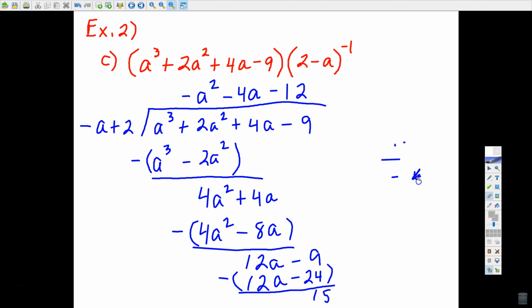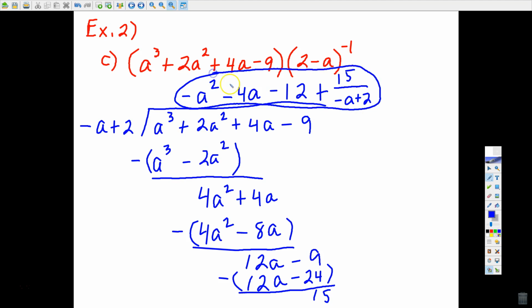So the way we write remainders with polynomial division, it'll be like this. We'll say plus, and then we're going to put the remainder, which in this case is 15, over this divisor, which in this case is negative a plus 2. Or you could have put it over 2 minus a, which is the same thing. So that becomes the final answer for 2C.